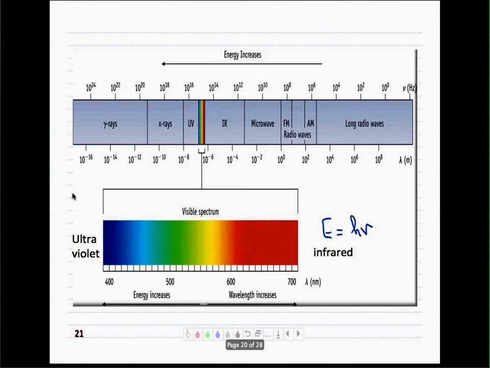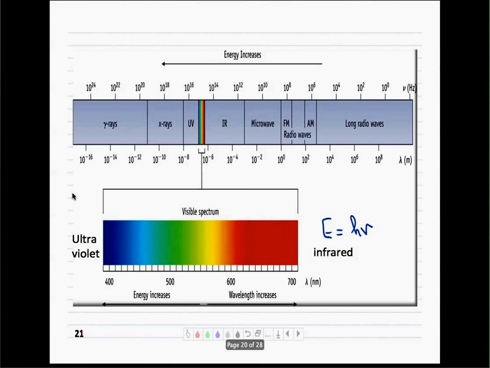So this is what you should be able to do. You should be able to construct this electromagnetic spectrum and know which one is which, and which has a higher wavelength or lower energy, higher energy. For example, the ultraviolet is higher energy than the visible. The IR is lower energy than the visible. What about the wavelengths? You need to know all of these.